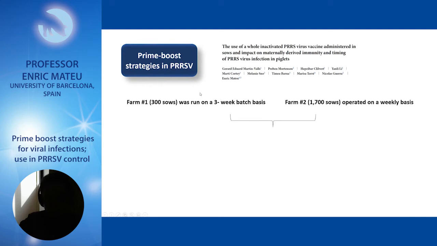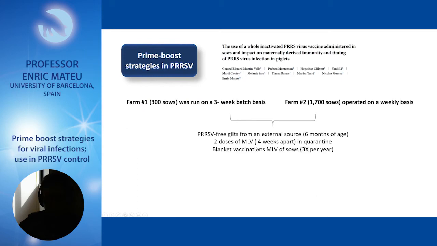This study was conducted in 2 farms. Farm 1 was a 300 sow farm running on a 3-week batch basis, and Farm 2 was much bigger, 700 sows operated on a weekly basis. Both farms purchase PRRSV gilts from an external source at 6 months of age. Then they vaccinated these animals twice with a commercial MLV, 4 weeks apart, and then they performed blanket vaccinations of sows 3 times per year.